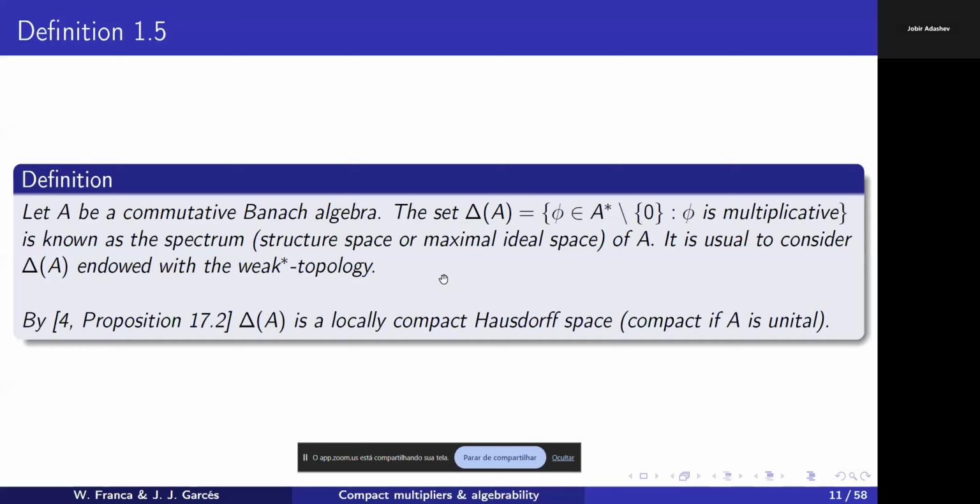Okay, and another thing, which is quite well known, at least for people that work in this field, is that the spectrum is a locally compact Hausdorff space when equipped with the weak star topology. And it becomes compact in case A is unital. So we do have this piece of information as well.